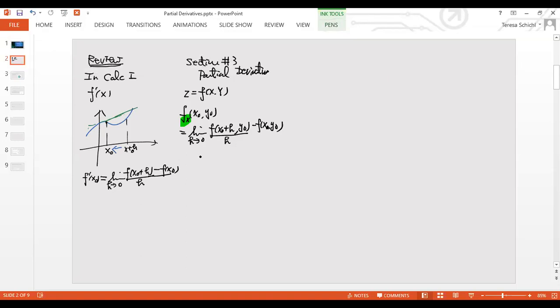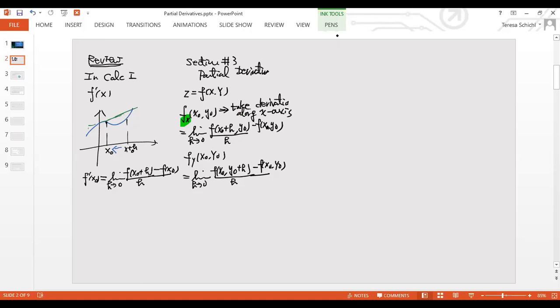That means you treat the y variable as a constant. The same way here, f sub y at x0, y0 is the limit as h approaches 0 of f of x0, y0 plus h minus f of x0, y0, divided by h. So for the partial with respect to x, you fix the y value, then you take the derivative along the x-axis.